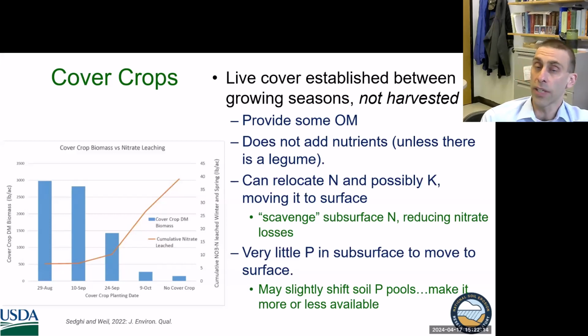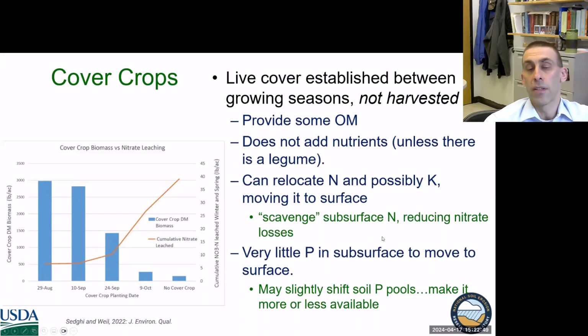Now, it can relocate nutrients. It can relocate nitrogen and possibly potassium if you have potassium in your subsoil, but that's going to depend. If you've got an ultisol, probably not. If you've got an alfisol, there's some potential to move some to the surface. So cover crops are very good at scavenging subsurface nitrogen that was not taken up by the plant during the growing season, and that reduces nitrate losses in tile drainage and runoff, as you can see from this study in the 2022 Journal of Environmental Quality. There are several studies like that.